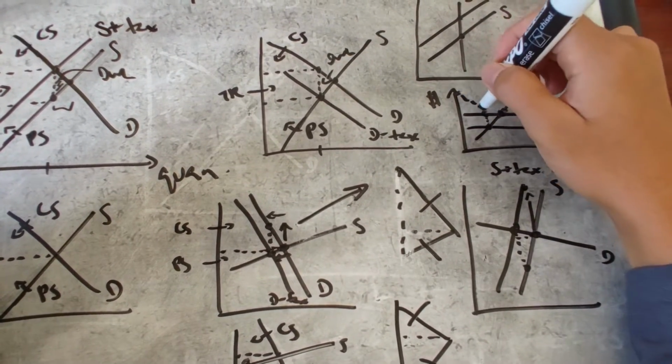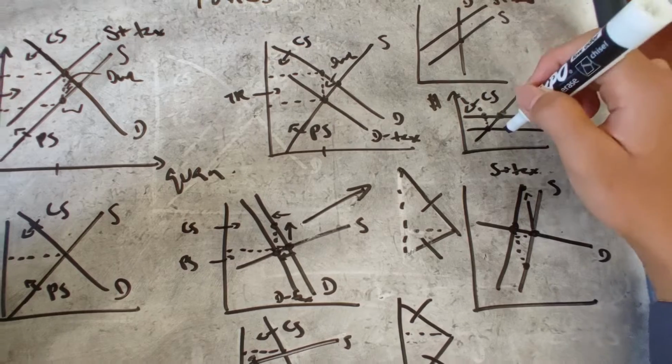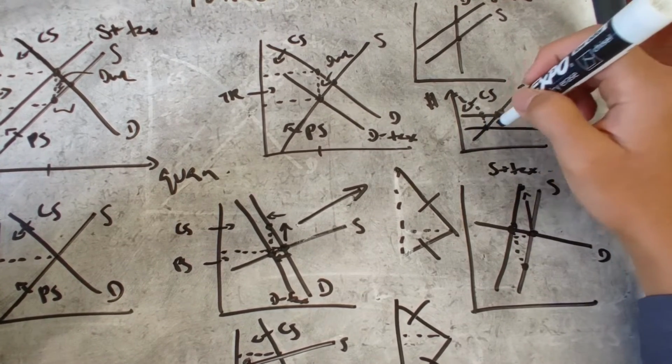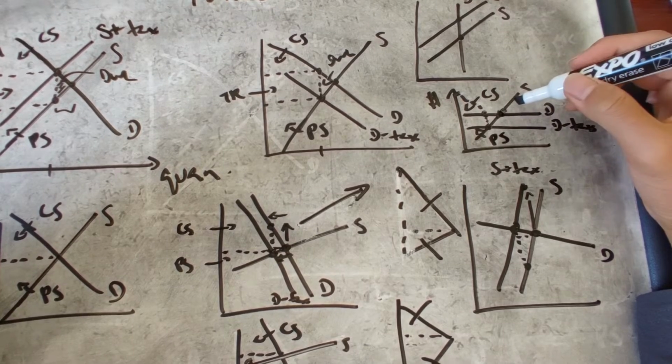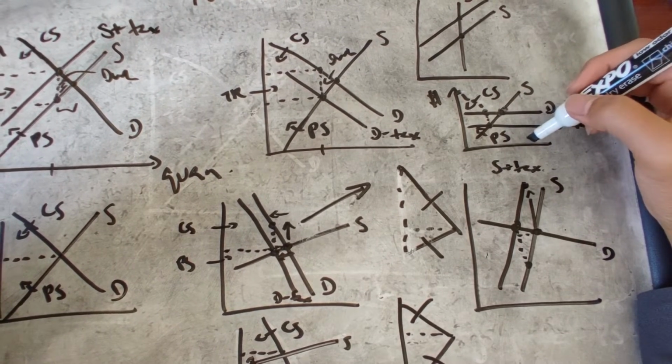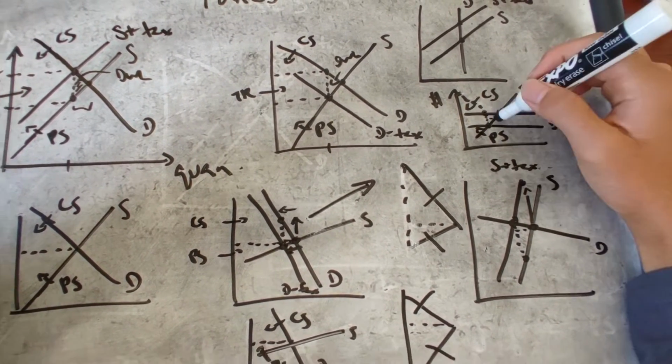So what we have here is the consumer surplus. Meanwhile, over here is the producer surplus. So even though the consumer surplus decreased, the producer surplus is paying all the tax over here, this deadweight loss.